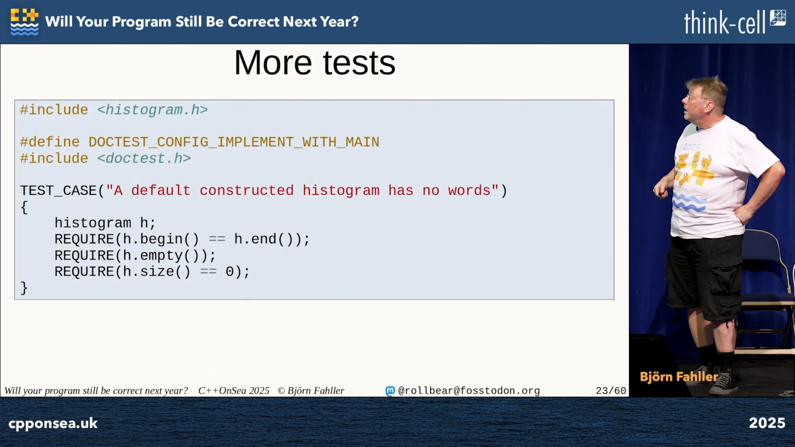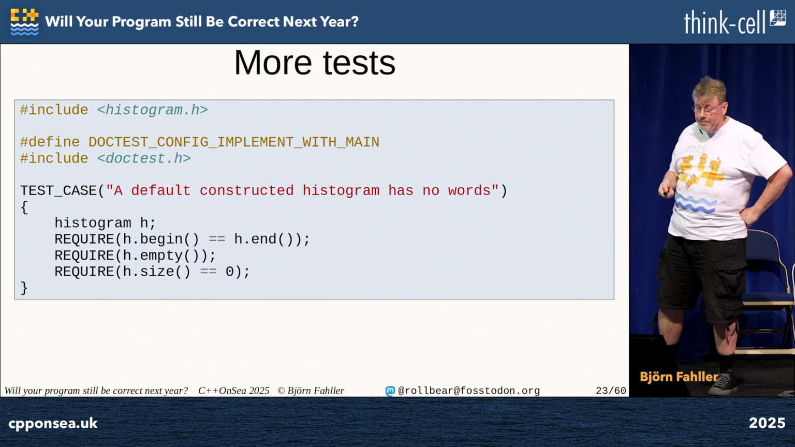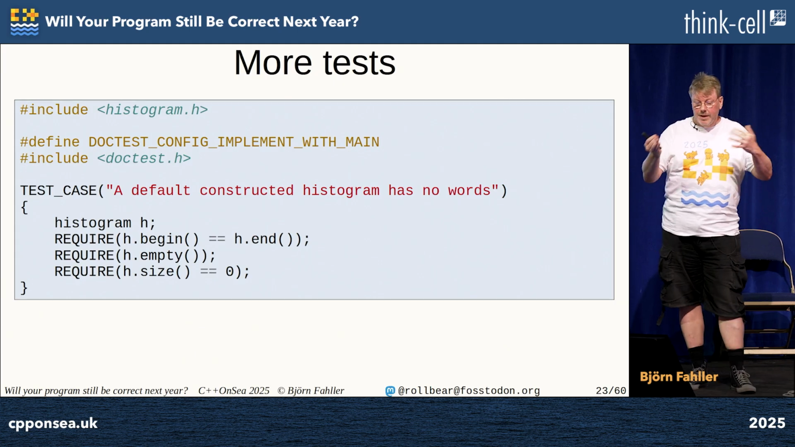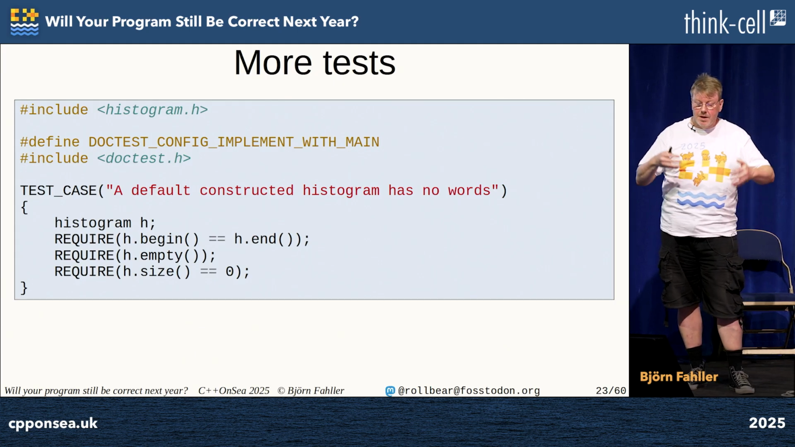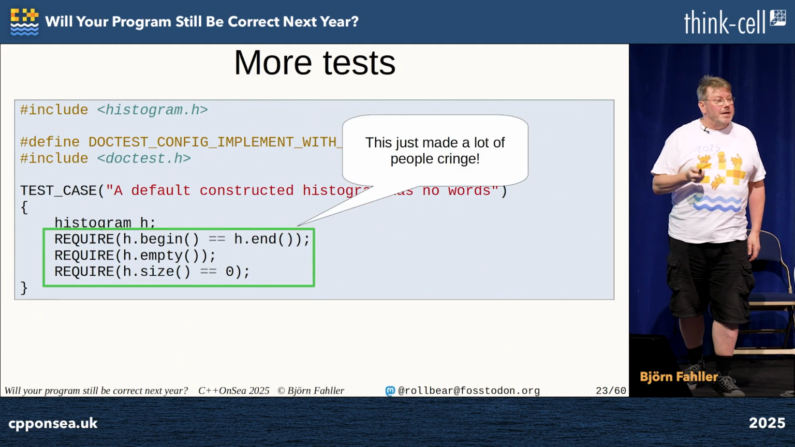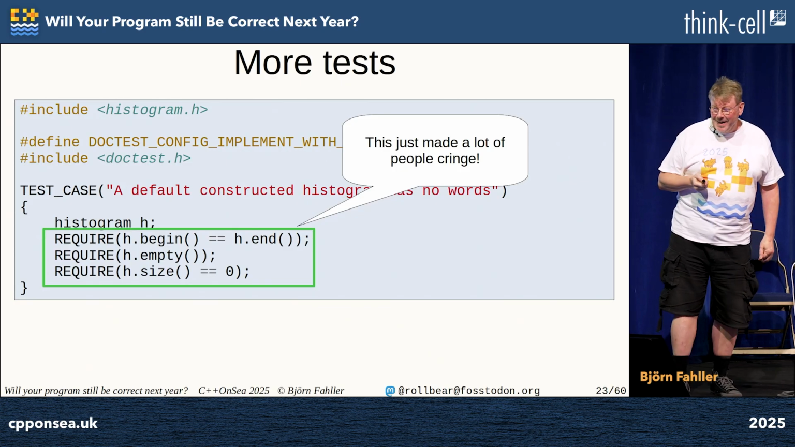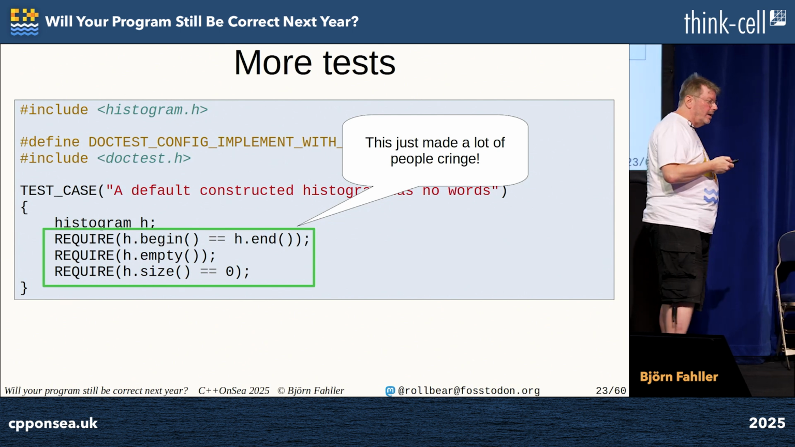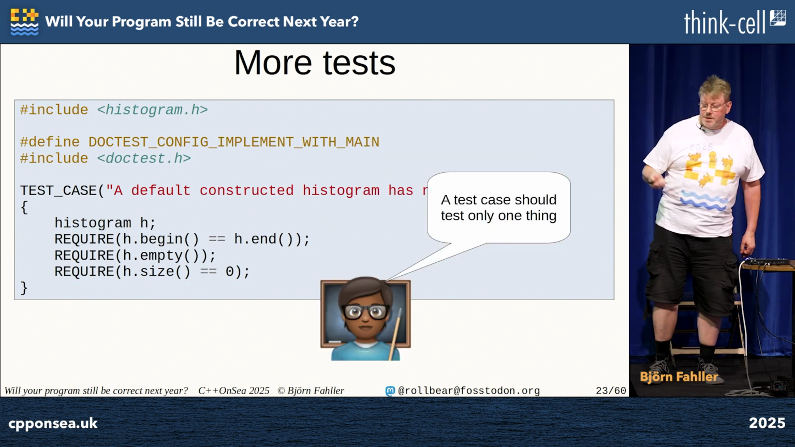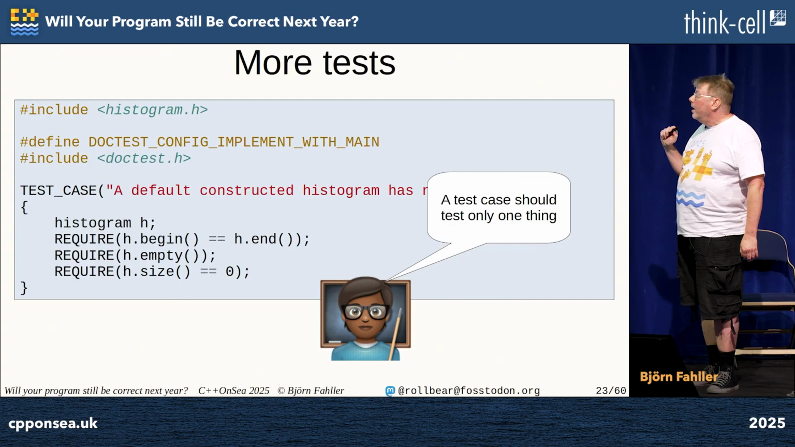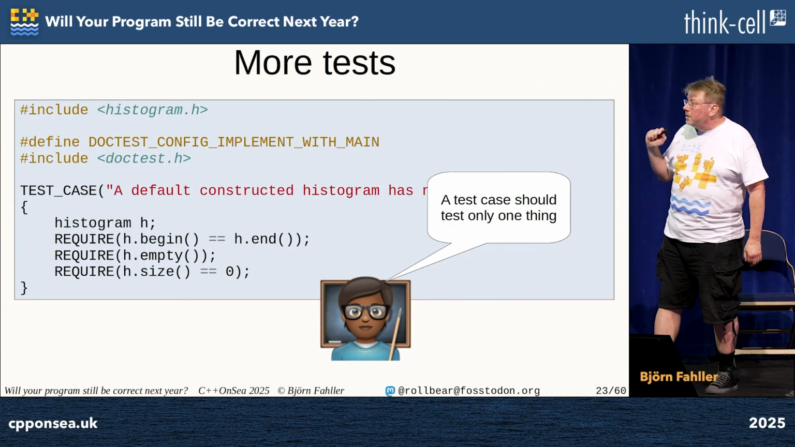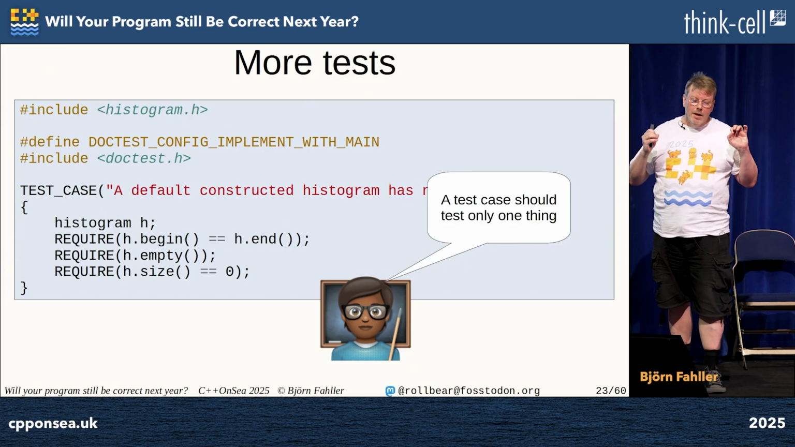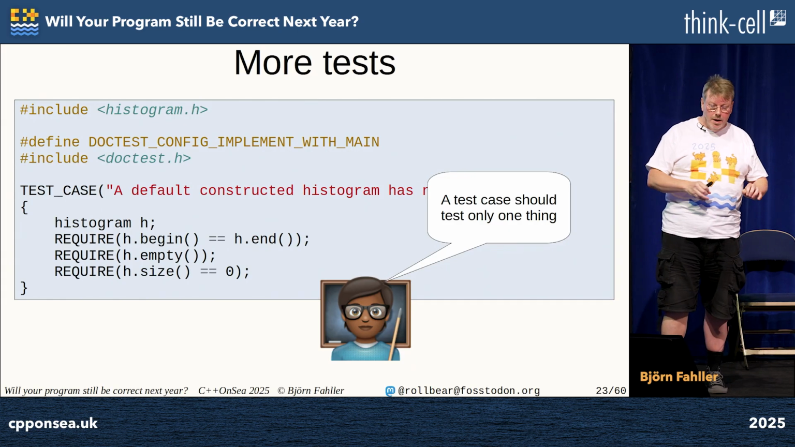Okay, so we can write some tests for this. A default constructed histogram has no words. We require that h of begin is the same as end, that empty is true, and that h of size is 0. This makes a lot of people very unhappy. And the reason for this is that a test case should test only one thing, which quite many developers have taken to mean that a test case should only have one assertion.